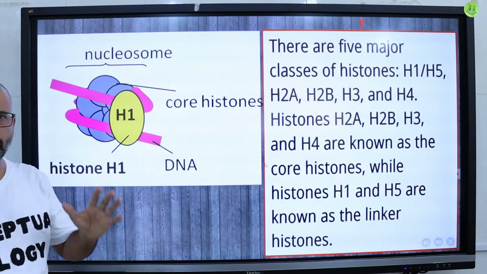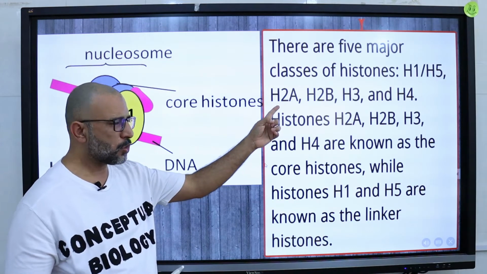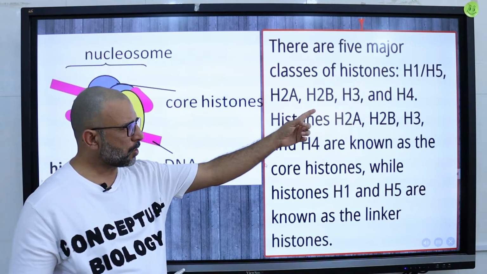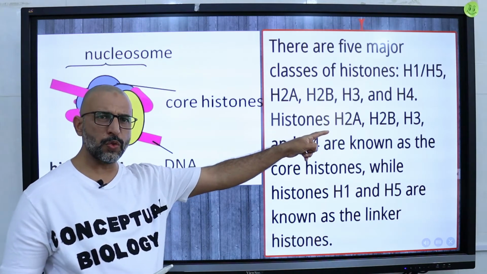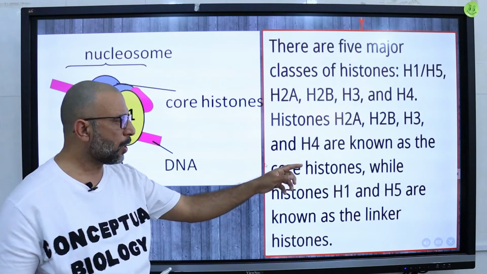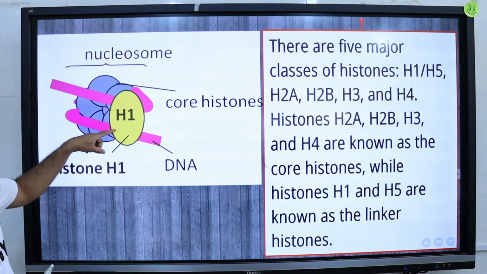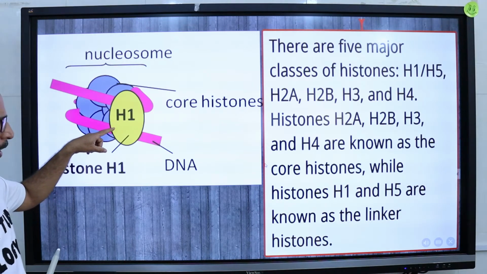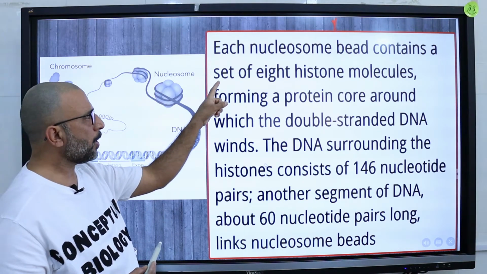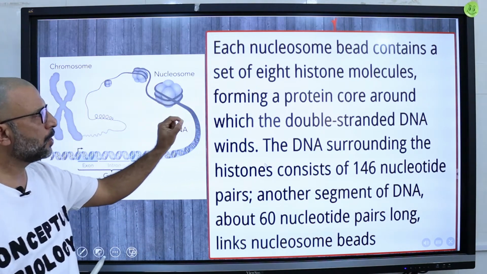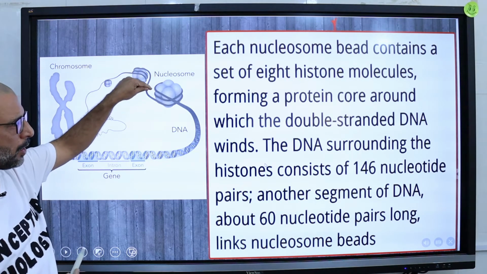There are 5 major classes of histones, that is H1, H5, H2A, H2B, H3 and H4. Histones H2A, H2B, H3 and H4 are known as core histones, while H1 and H5 are known as linker histones. Each nucleosome bead contains a set of 8 histone molecules forming a protein core around which the double-stranded DNA winds.